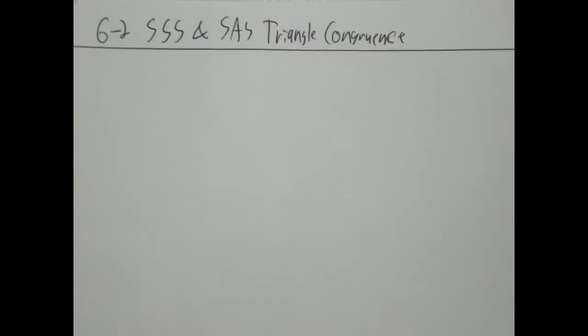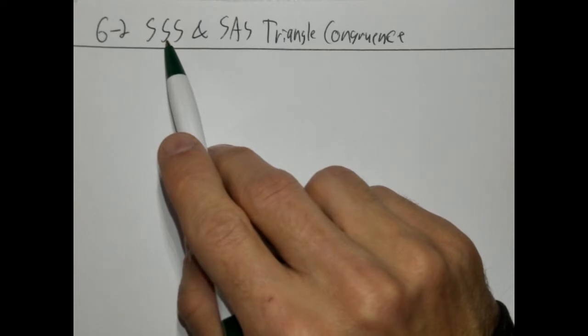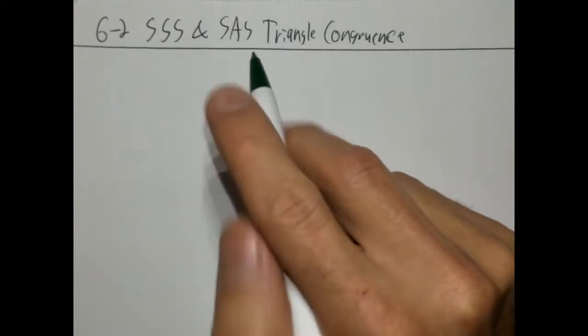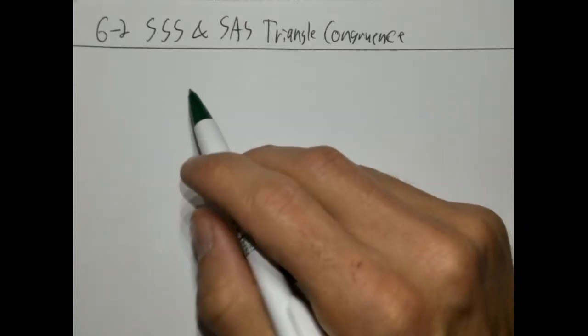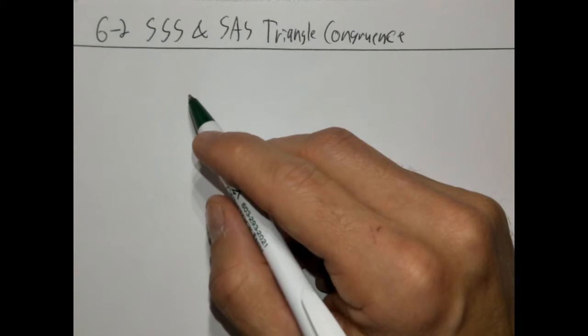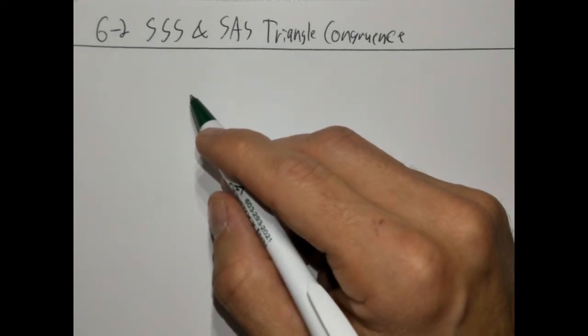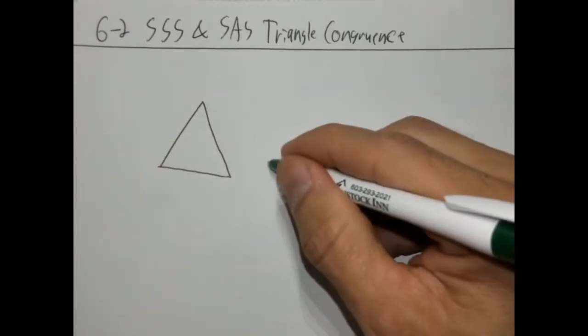Hi everybody. Today we're going to talk a little bit about side-side-side and side-angle-side, which are two ways of telling if two triangles are congruent or not. And it's pretty straightforward. This is something I think everybody will feel pretty comfortable with once they get a little bit of practice with it. So let's start with two triangles.